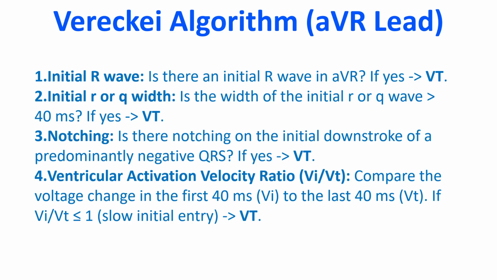Ventricular activation velocity ratio, Vi by Vt. Compare the voltage change in the first 40 milliseconds, that is Vi, to the last 40 milliseconds, Vt. If Vi by Vt is less than or equal to 1, that is slow initial activation, that is again VT.